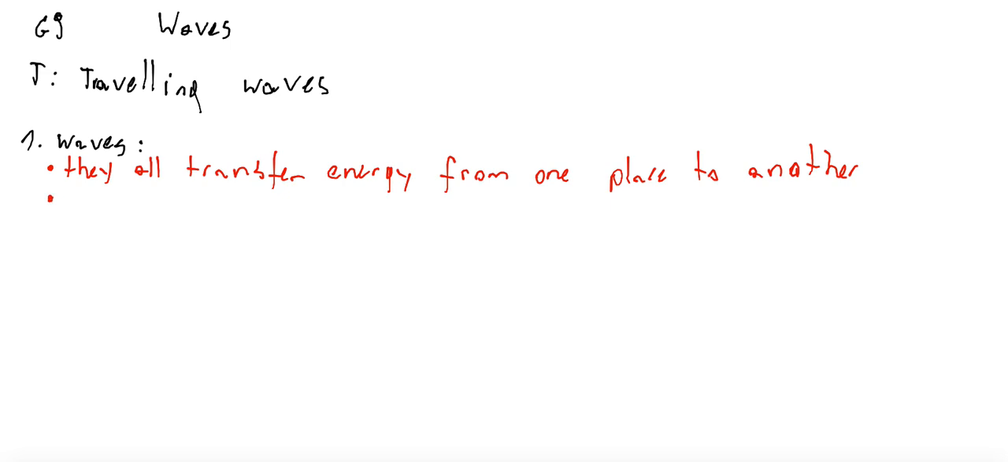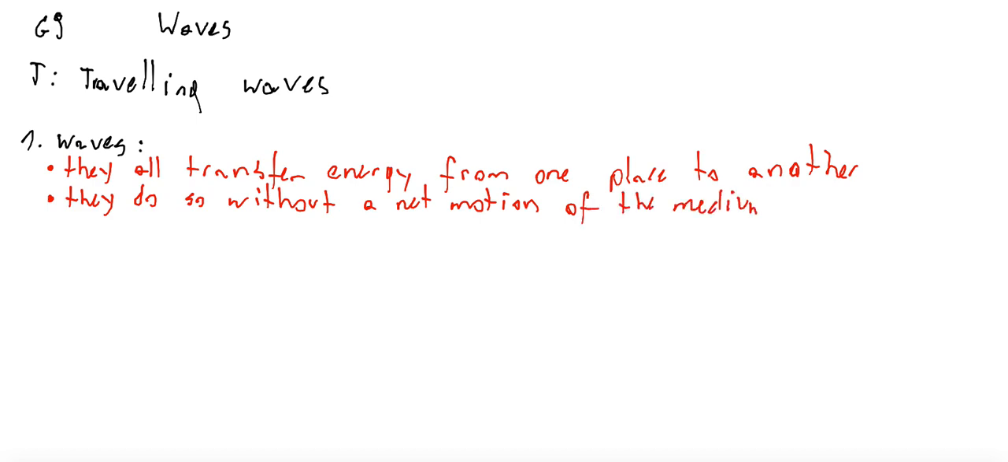Another very, very important property is that they do this without a net motion of the medium. This is very, very important: net motion of the medium through which they travel. So again, waves transfer energy from one place to another without a net motion of the medium through which they travel.